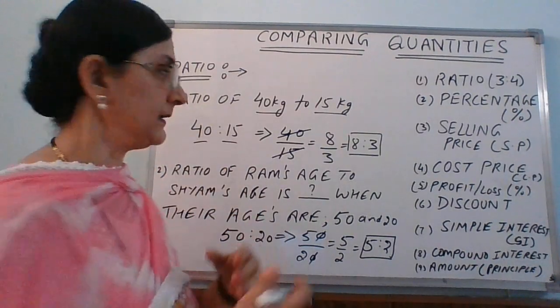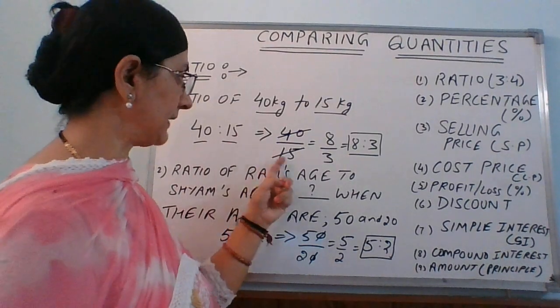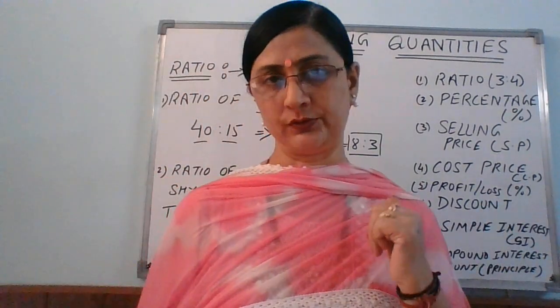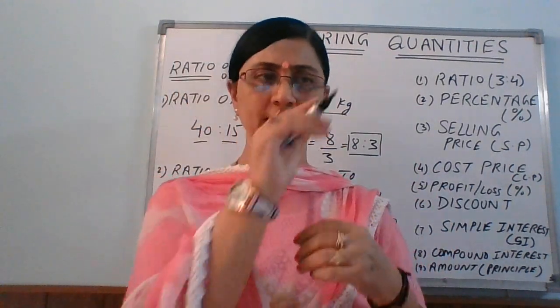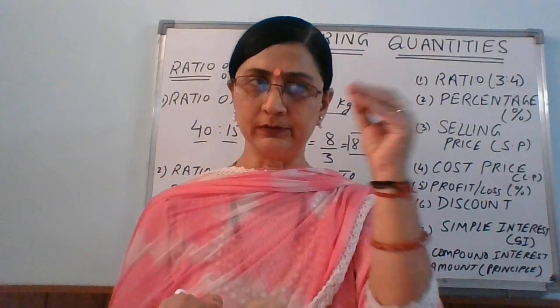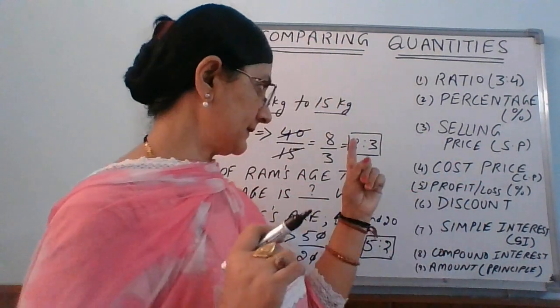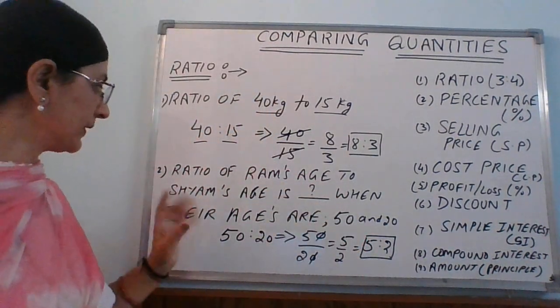Ratio means divide. 40 divided by 15. I've cancelled it by the table of 5. 5 3s are 15, 5 8s are 40. So the ratio will be 8 ratio 3, right? Whenever you have to convert any value into a ratio, just divide them. Convert them into the simplest form and then that answer will be the ratio, and this is the symbol of ratio, double dots, right?